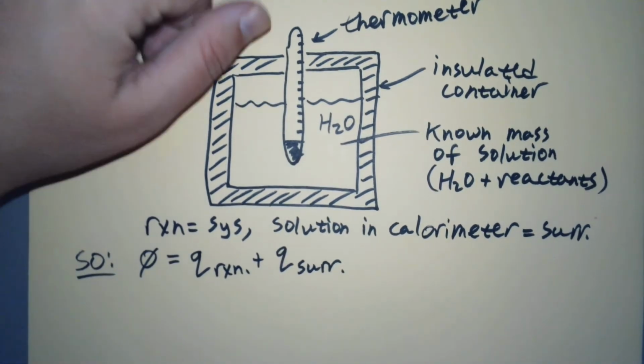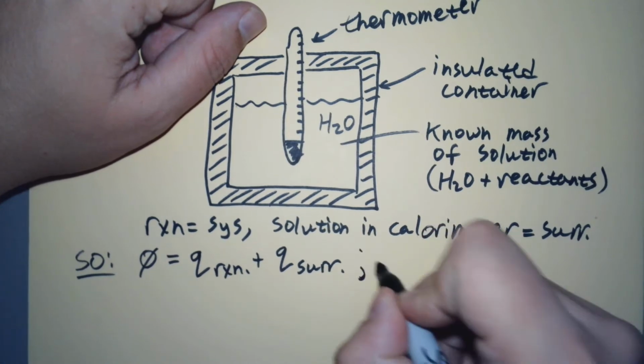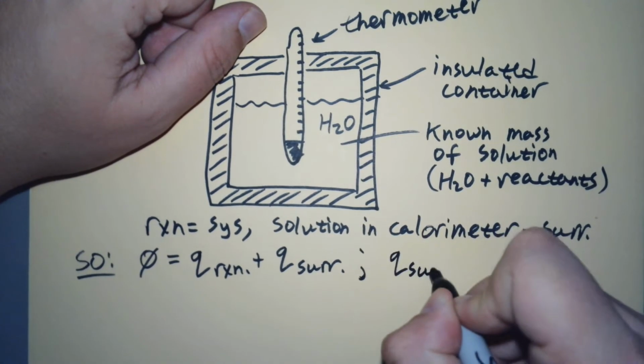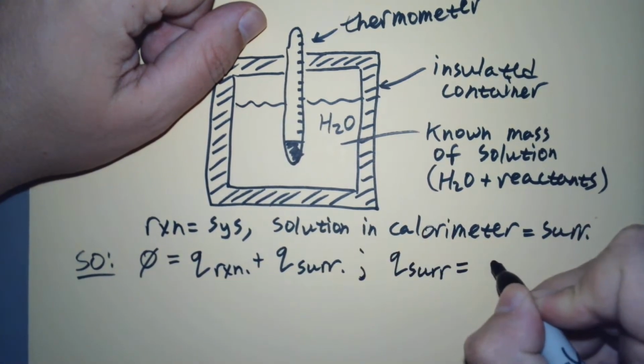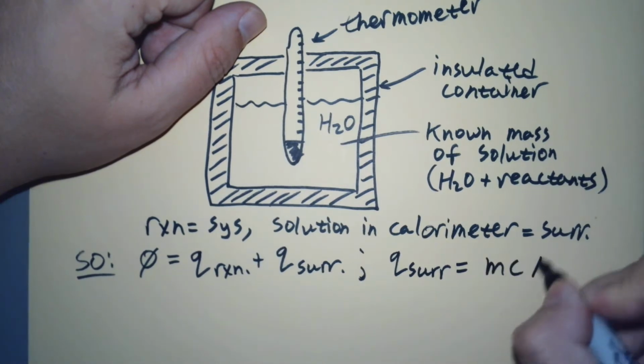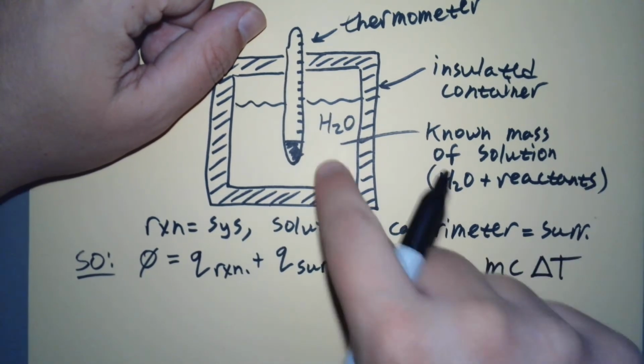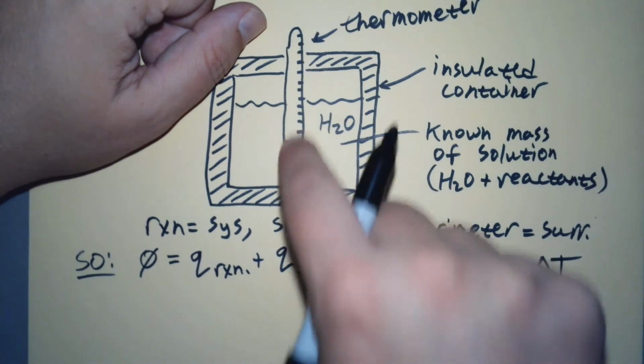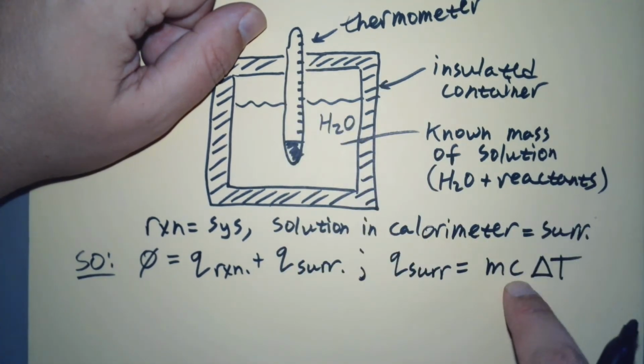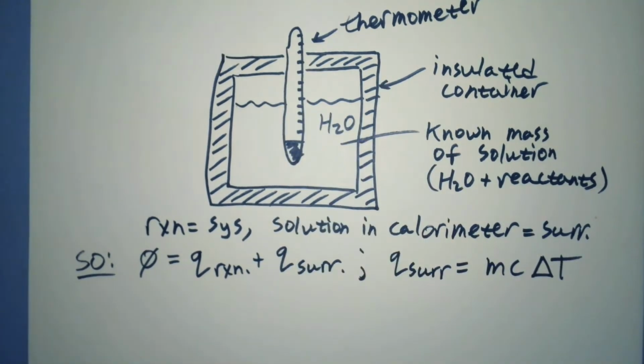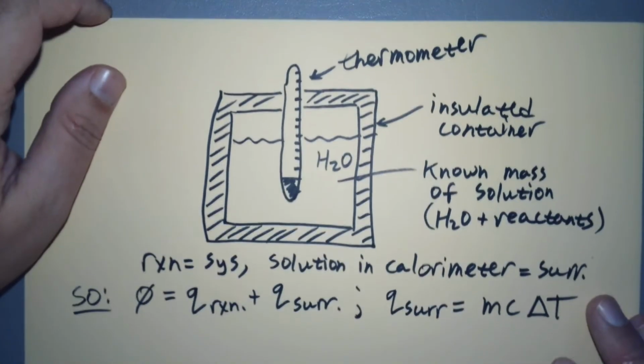So, in addition, what can we say about our surroundings? Well, we just go mc delta T. We know the mass. We'll measure the change in temperature. And we'll know a constant for this. Usually we just use the one for water. It's a dilute solution. And so that's what we do. So that's kind of like the experimental setup. This is the whole thing.